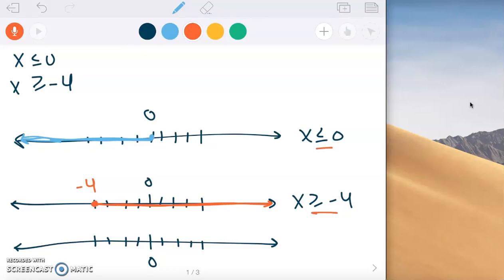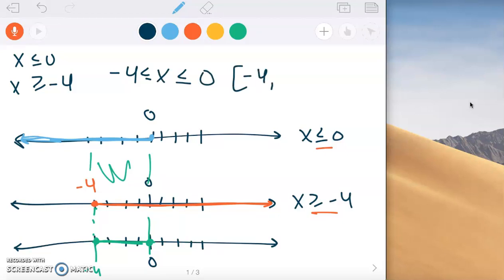So where do they intersect? Well, this range right here, -4 to 0, and they include -4 and 0 because both of those were included in the inequalities. So we know that x must be between -4 and 0, and the way we write this is with closed brackets that are inclusive. That would be the solution for these two compound inequalities.